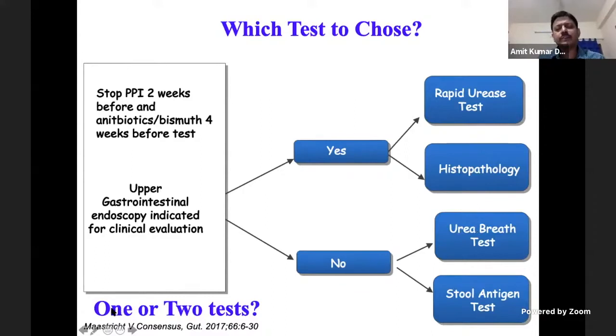Again, there are questions about whether we should do one test or two tests. But if you look at the guidelines like the Maastricht consensus or our own ISG guidelines, I think one test is okay for clinical purpose. But for research settings, they say you should have at least two positive tests to say that there is infection. So for clinical purpose, I think one test probably is sufficient.